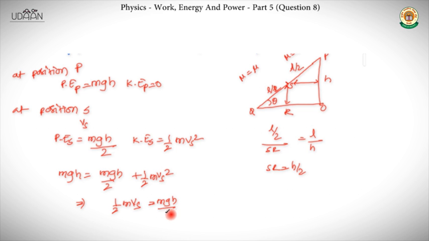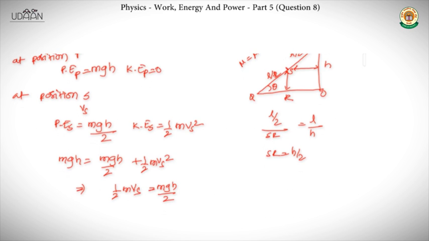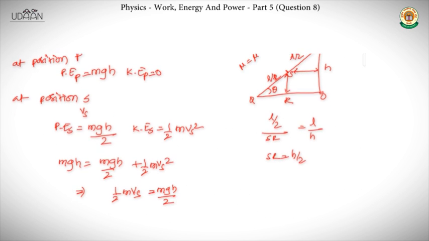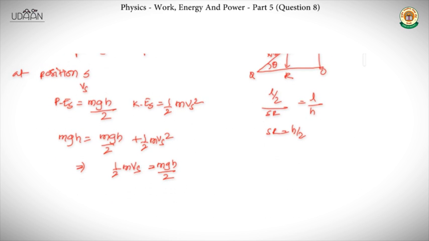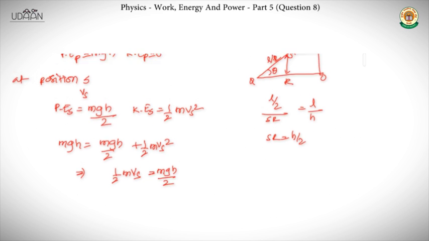We can assume this because the work done by the frictional force in this case is 0, since mu is equal to 0. Yes, in this portion the work done by the frictional force is equal to 0. So just by the conservation of energy we found velocity Vs at position S. Now the body traverses from position S to Q.